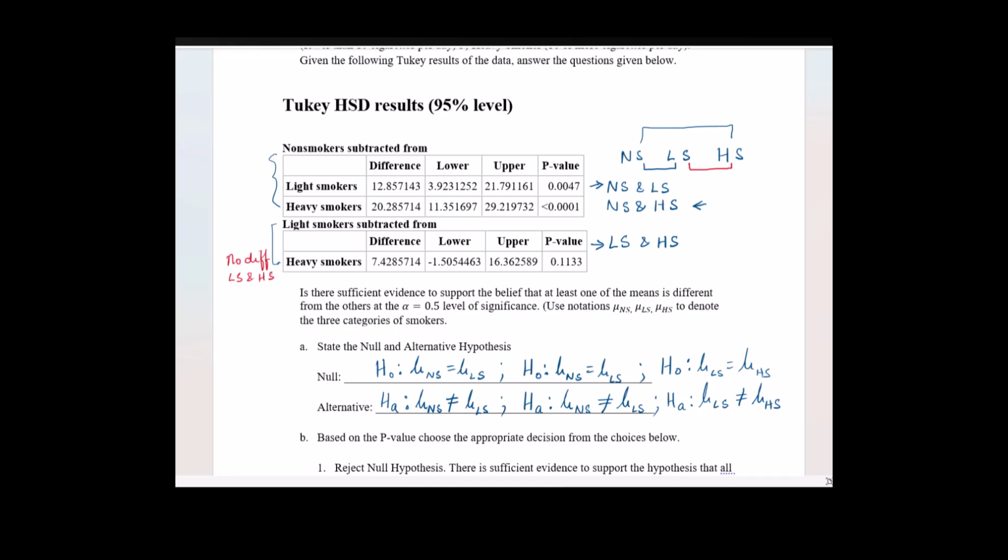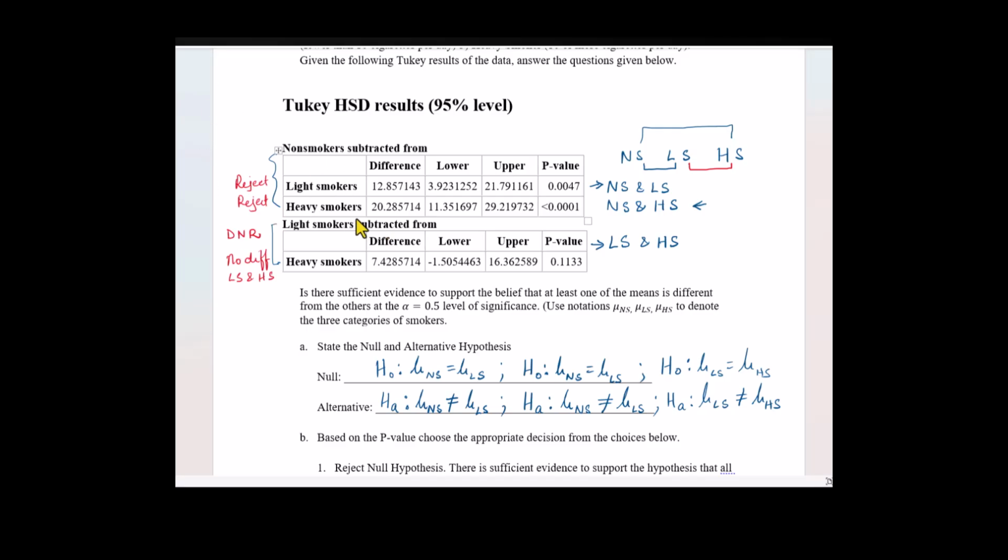So if there's no difference, then we do not reject the null hypothesis. If there is a difference, then we reject the null hypothesis. And because some of the means are different, the decision is definitely going to be reject the null hypothesis, right?